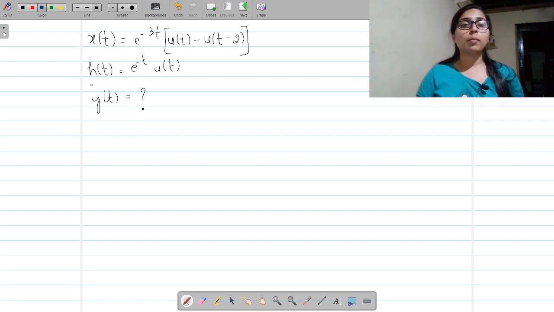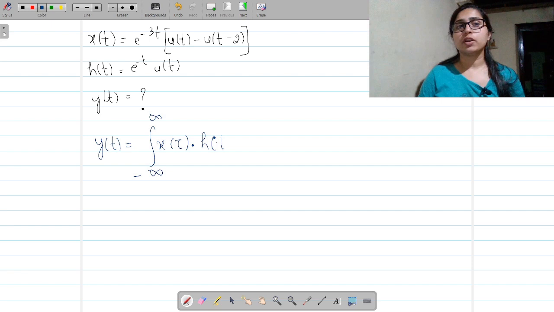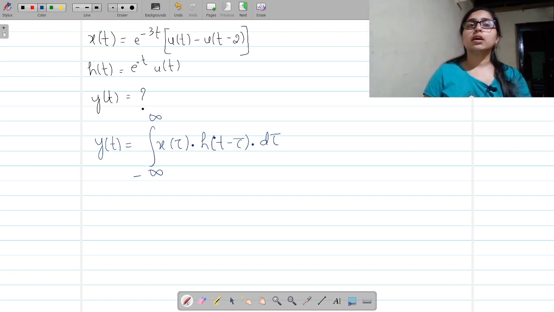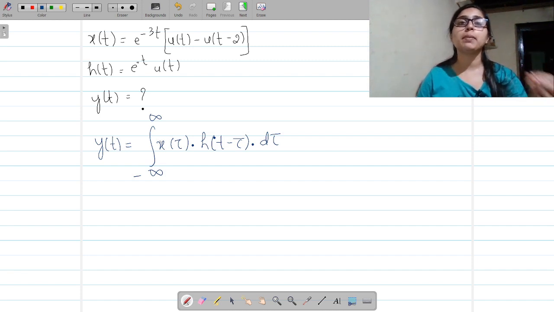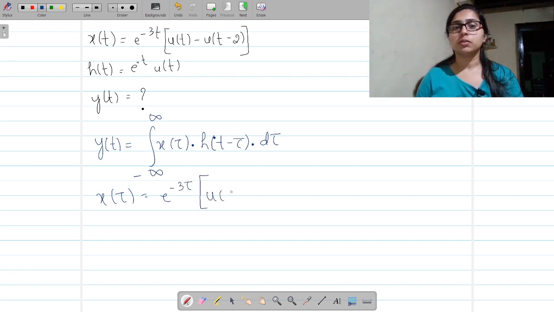So you all know about the convolution integral, that is y of t is equal to integral from minus infinity to infinity, x of tau into h of t minus tau d tau. Right? This is a convolution integral which you all know. So now what I will do is I will be writing this x of t in terms of tau. It is nothing but you are just replacing t by a variable tau. So here this becomes x of tau, that is equal to e to the power minus 3 tau into u of tau minus u of tau minus 2.